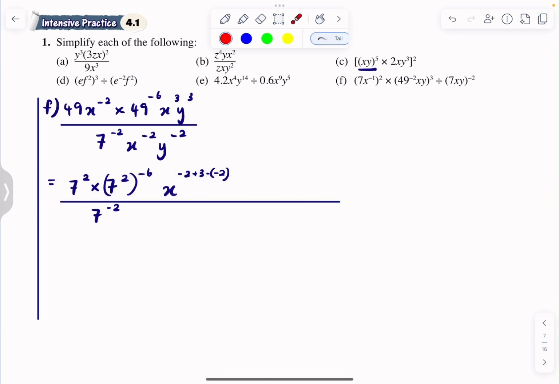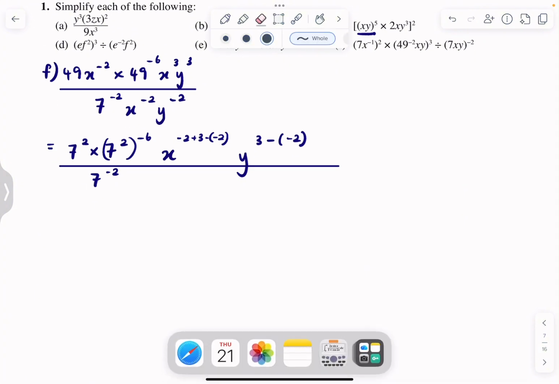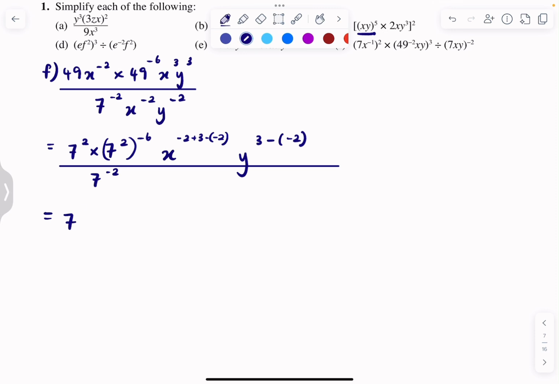Now let's look at the y. So here no y. Here we have y cube divided by y negative 2, right? So 3 minus negative 2. So we can just solve this. This will become 7 power 2 negative 12, so plus negative 12. And then over negative 2, so minus negative 2.